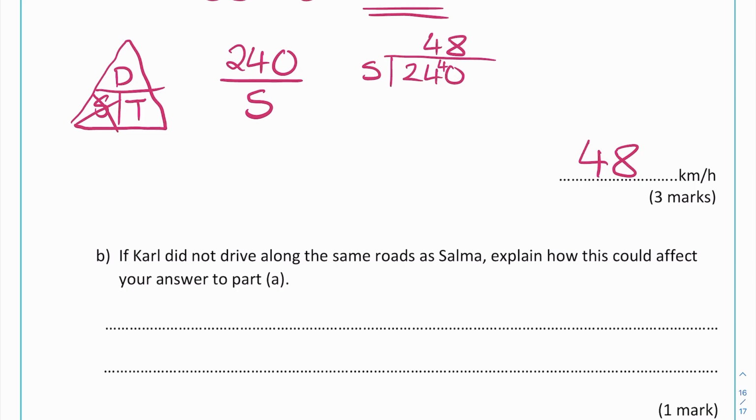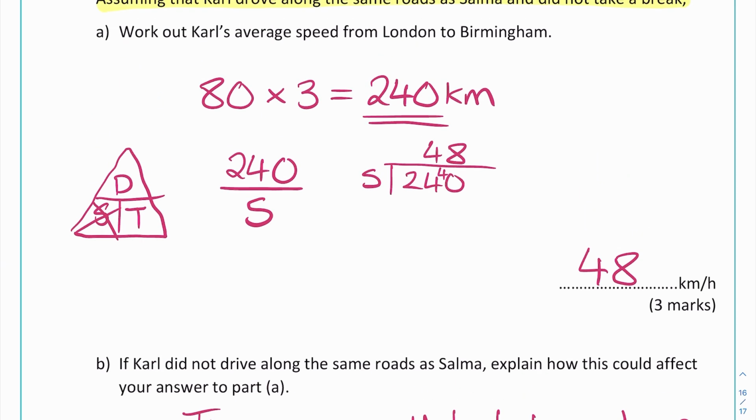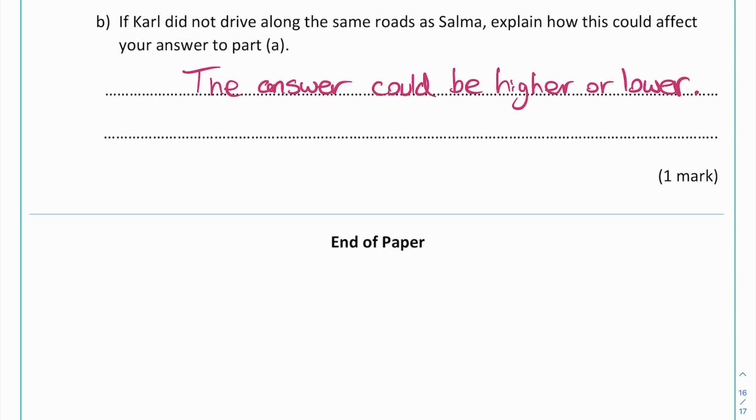Okay, the answer to part A, which is the speed, could be higher or lower. I think the important part there is it's higher or lower, because technically if they didn't drive along the same roads, the distance could be shorter, the distance could be greater. It's not told us either or. So depending on which of those it is, the answer could actually be higher or lower. And there we go, and that's the end of that paper.